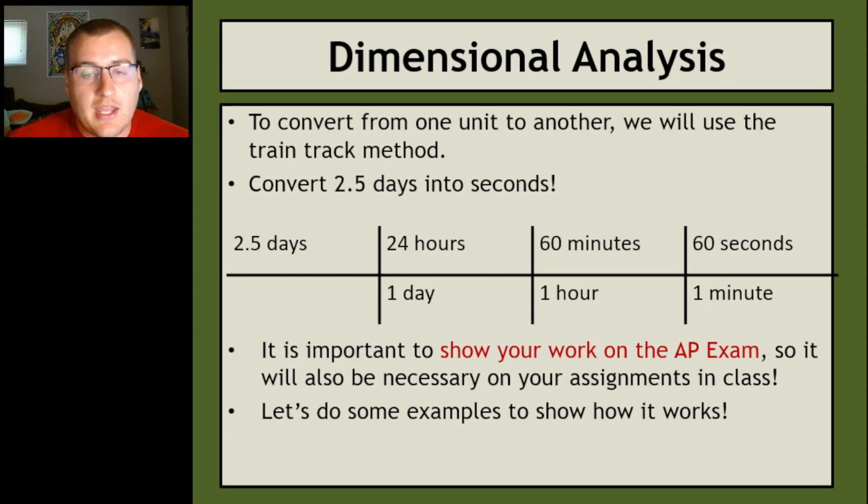And then once you get to the end, all the numbers you end up with on top, multiply them. So 2.5 times 24 times 60 times 60. Any number on bottom, you divide by it. So you divide by 1, divide by 1, divide by 1. And you get your answer.